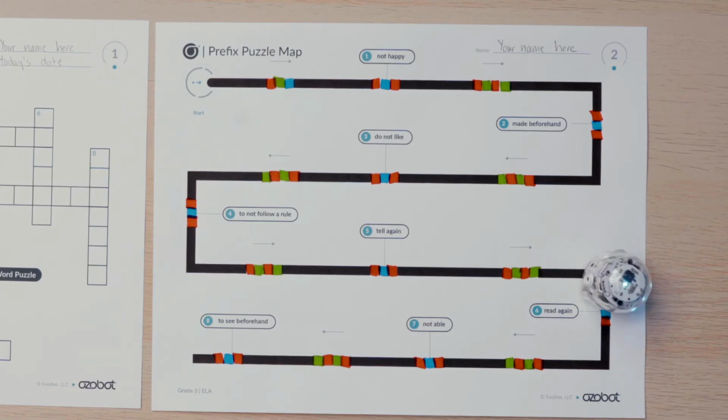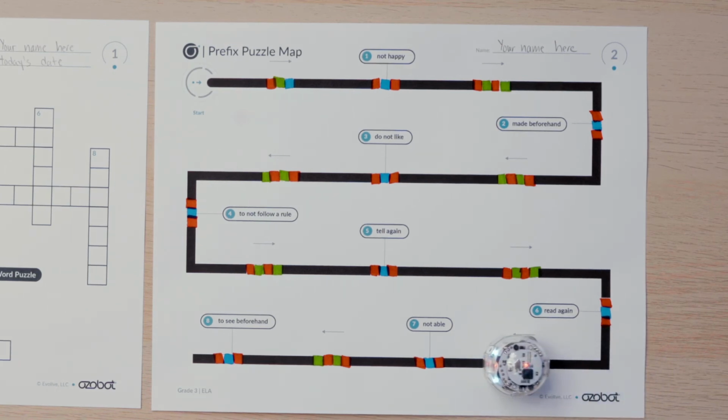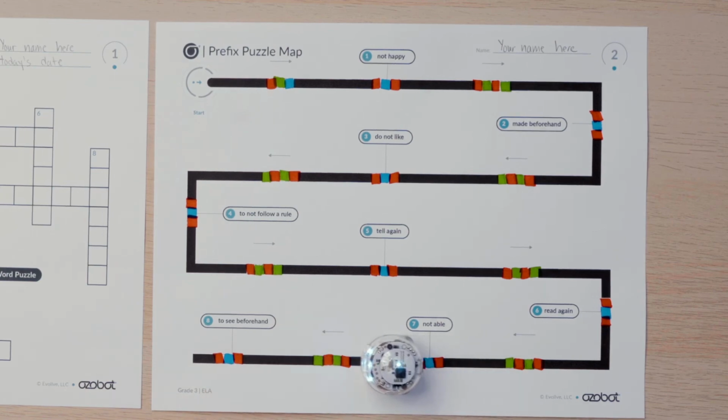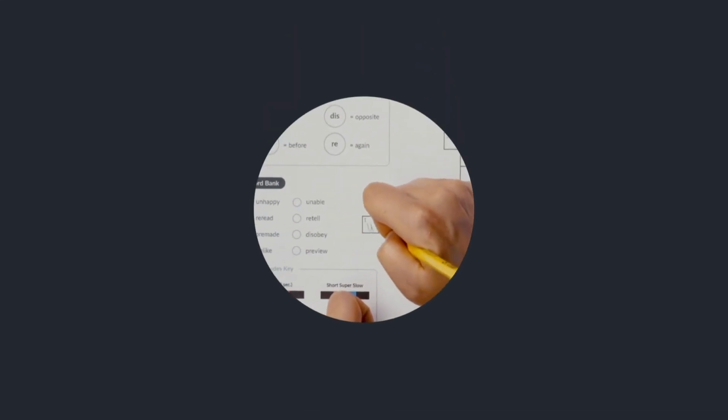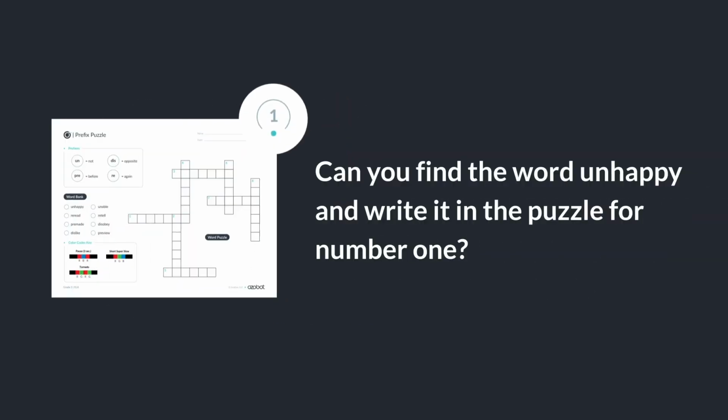It's okay if Ozobot moves on to a different definition before you are ready to move on, because you will put it back on start for each word. The challenge is to choose and write a word in the puzzle before Ozobot gets to the end of the path. Can you find the word unhappy and write it in the puzzle for number 1?